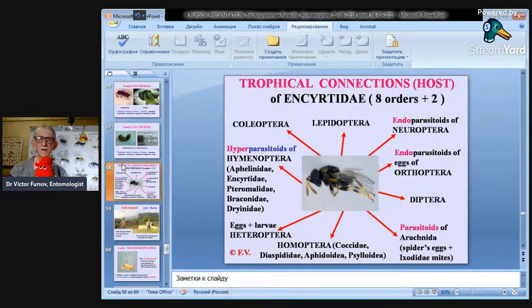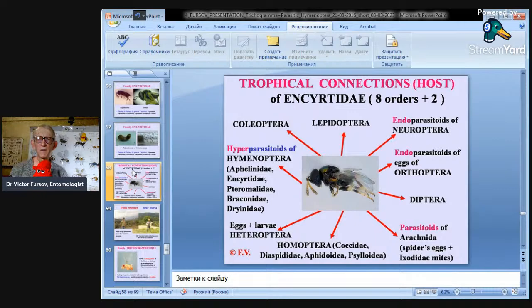Family Eulophidae, representatives of family Eulophidae have different trophic relations with eight orders of insects and also with some spiders' eggs and also with some Eriophyidae mites. So they may have a very important role as biocontrol of mites, including especially ticks. So now, eight orders of hosts, from the orders Neuroptera, Orthoptera, Diptera, Homoptera, Heteroptera, Hymenoptera, Coleoptera, and Lepidoptera.